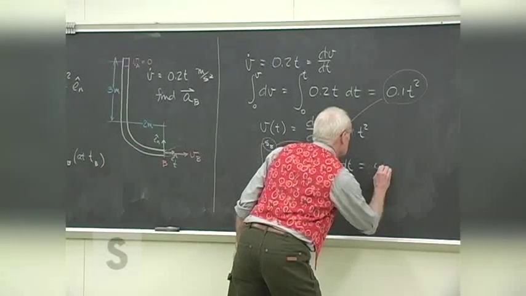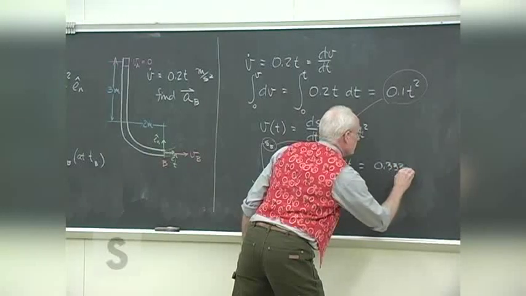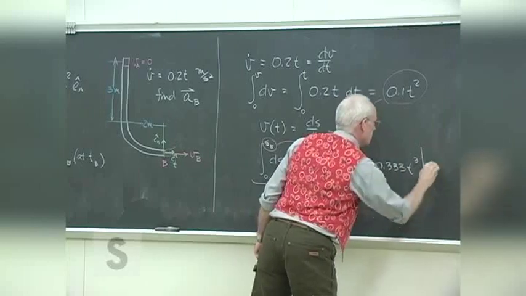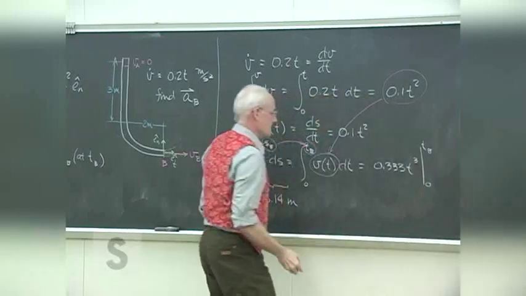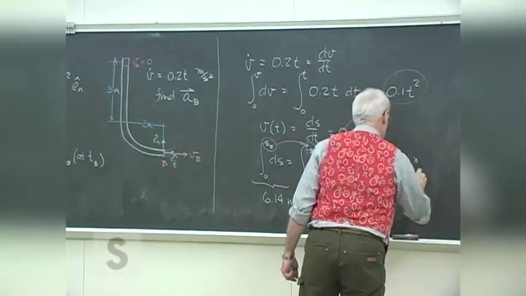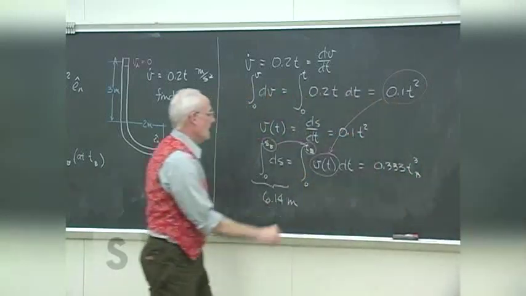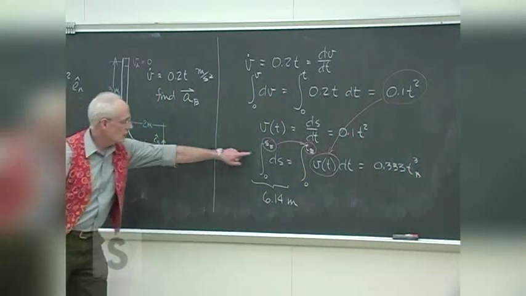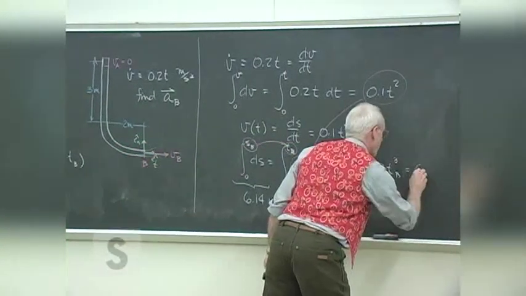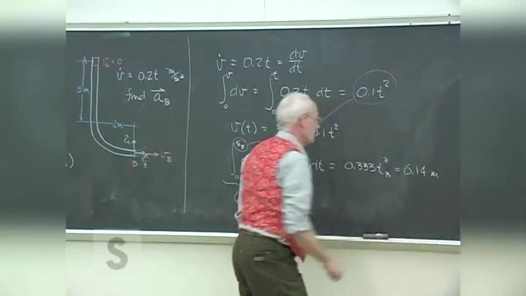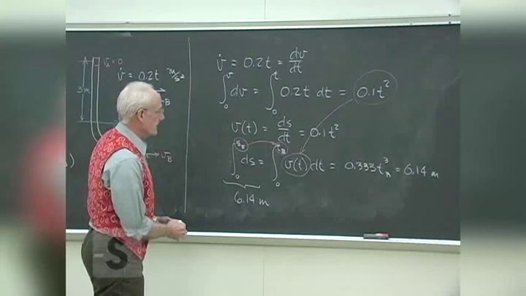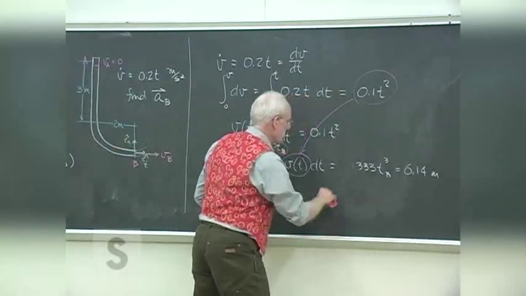This integrates to what? 0.333 t cubed evaluated between 0 and tb. Well, I don't need to do that. I just put a b on it. And then that gives us the total distance, which is 6.14 meters. So you can solve for the time it takes. See, I left space there for it.